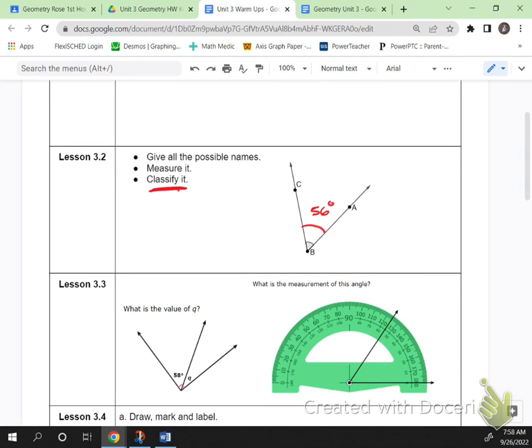How can we classify this angle? It's about 56 degrees. Acute. And now I need to name it. All the possible names. We measured it. We classified it. Who can give me one name?